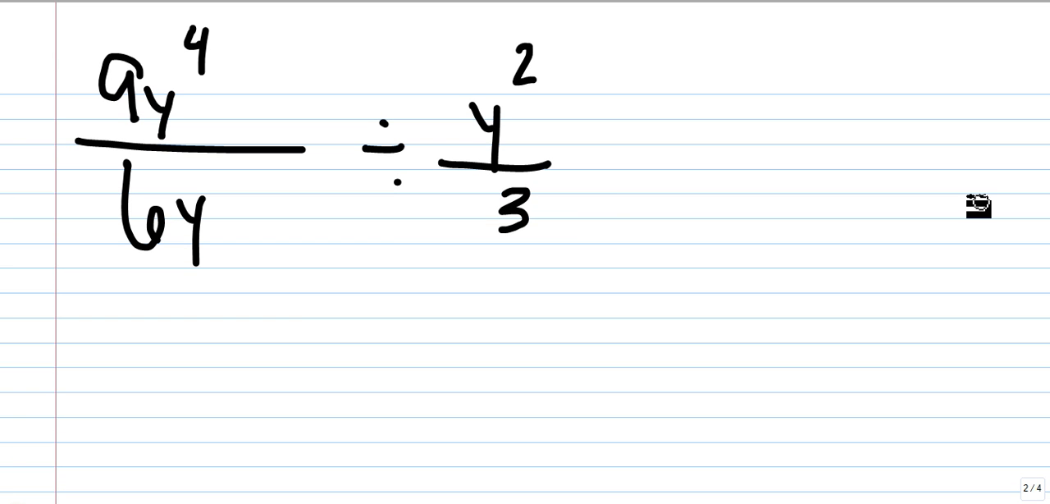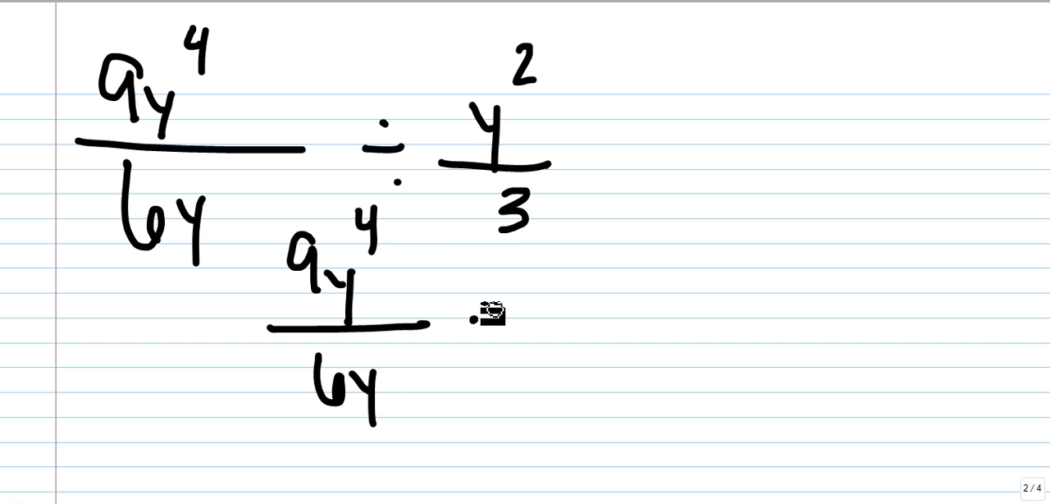Okay, I have this example here. I have 9y to the 4th over 6y, and I'm going to turn this upside down and then multiply. So I'm going to rewrite it again so that we can see it: 9y to the 4th over 6y times 3 over y squared. Now, what can you cancel? Well, 3 can go into 6 2 times, right? And I have 4 y's up here, and then on the bottom, I have these 2 y's right here, but I also have this y right here.